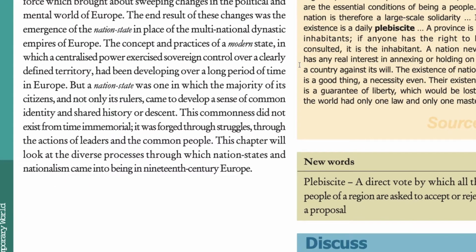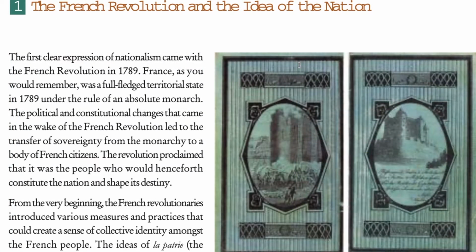This commonness did not exist from time immemorial. It was forged through struggles, through the actions of leaders and common people. This chapter will look at the diverse processes through which nation states and nationalism came into being in 19th century Europe. The French Revolution and the idea of the nation.